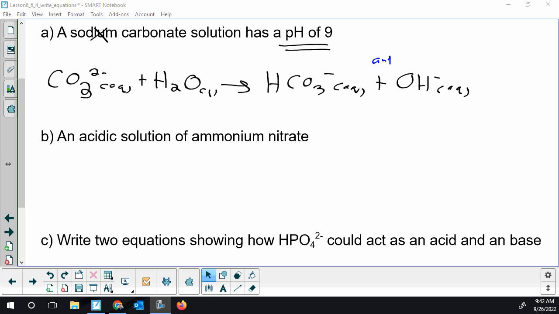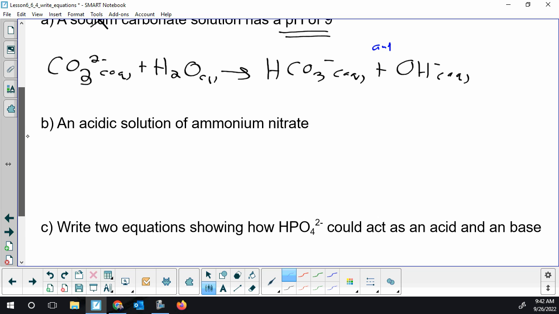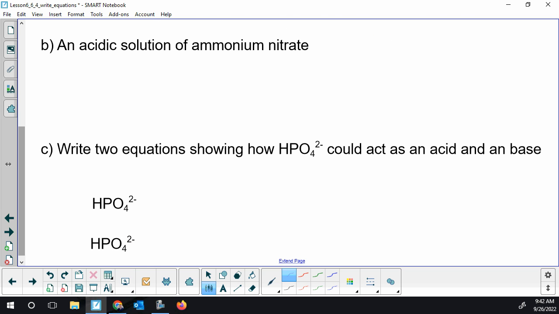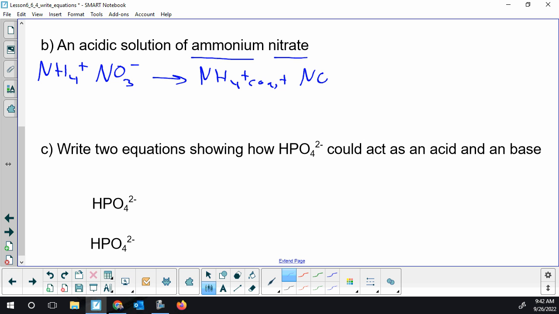So going through the answer for B. B is a much trickier question. A was just like the previous notes. B, we've got ammonium nitrate. We've got 2 polyatomic ions. So I will write out the dissociation for this one. Ammonium is NH4. Nitrate is NO3. We don't have any metals, but this is still an ionic compound because we have a cation, we have an anion. That's going to dissociate and give us NH4 and NO3.